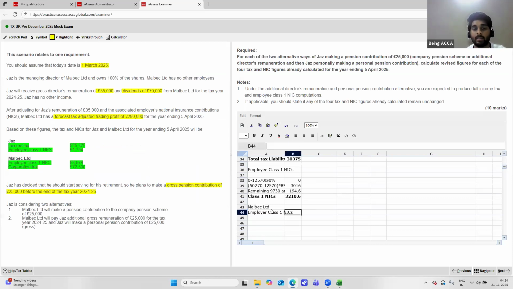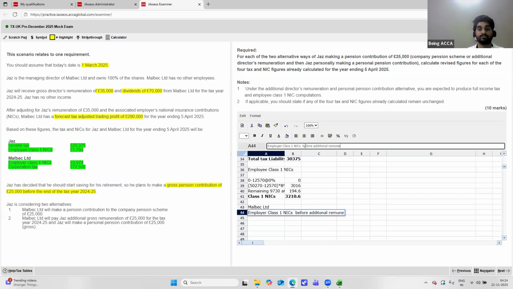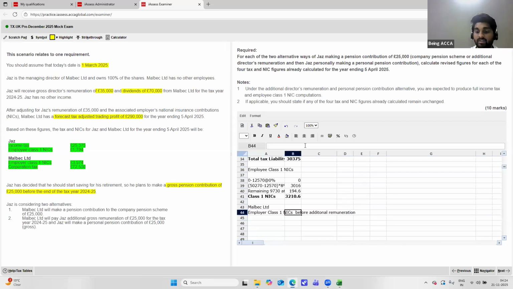So how do you calculate class 1 NICs? Before additional remuneration, how much was it? It was 3574.